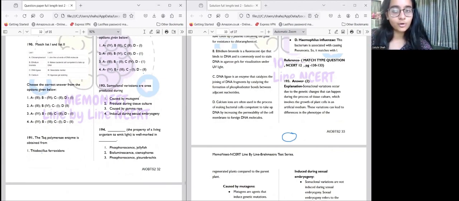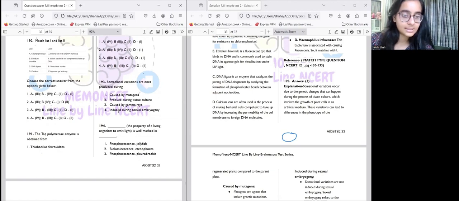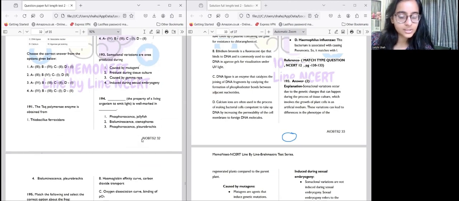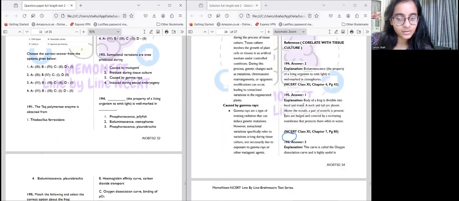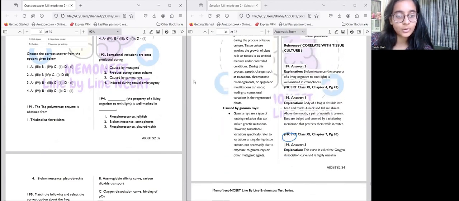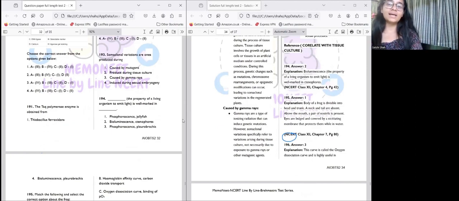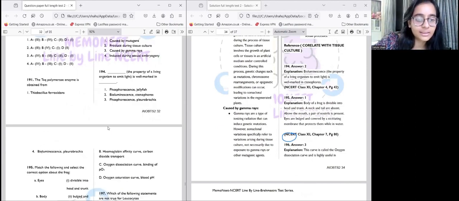Next: dash is the property of a living organism to emit light, is well marked in. Okay. So that's bioluminescence. Since we can guess from luminescent, it is light. Bioluminescence is well marked in what? Do not forget the exact examples mentioned in your book. Okay, yeah, it's Ctenophora. Ctenophora has bioluminescence. So it is well marked.